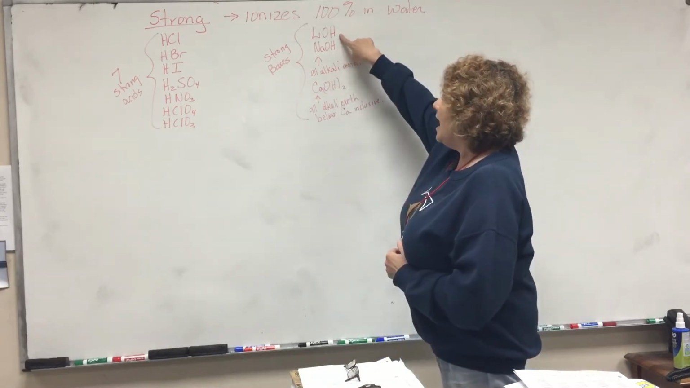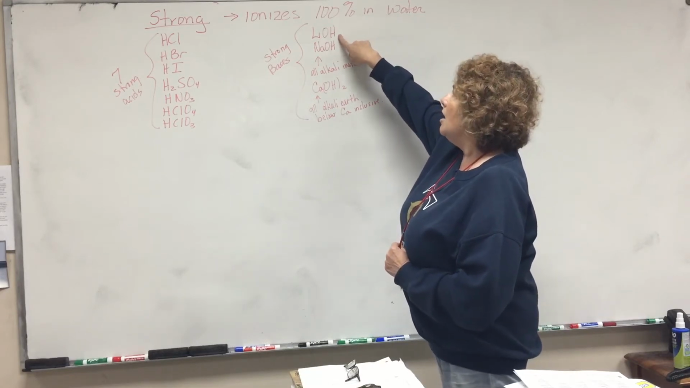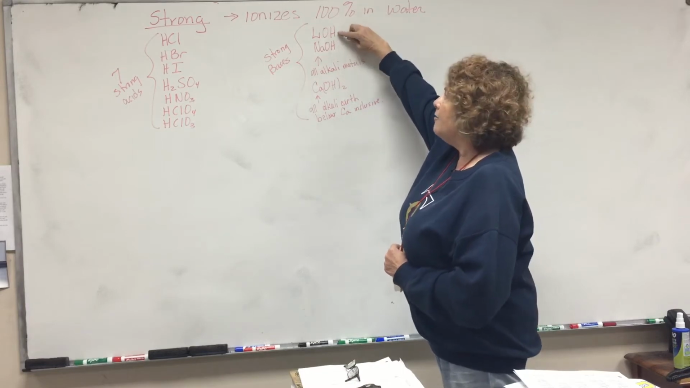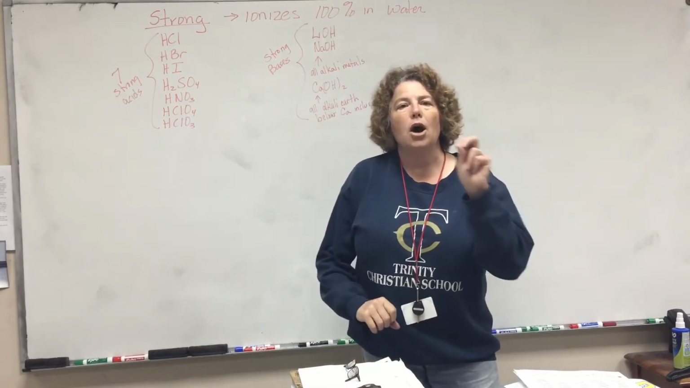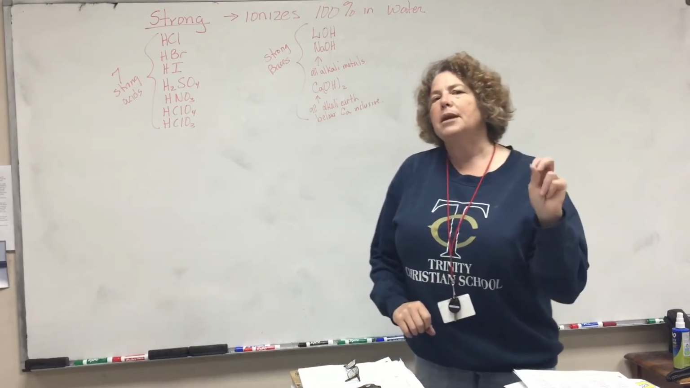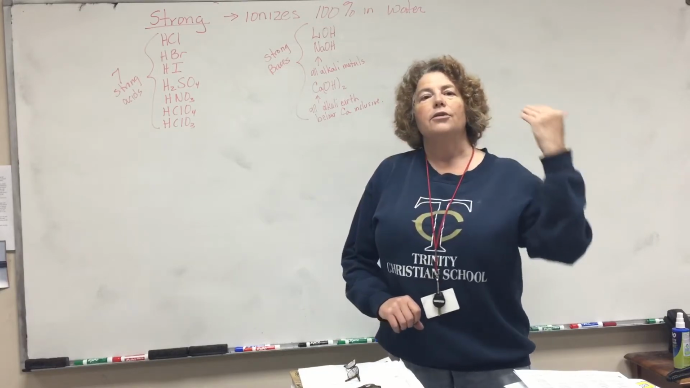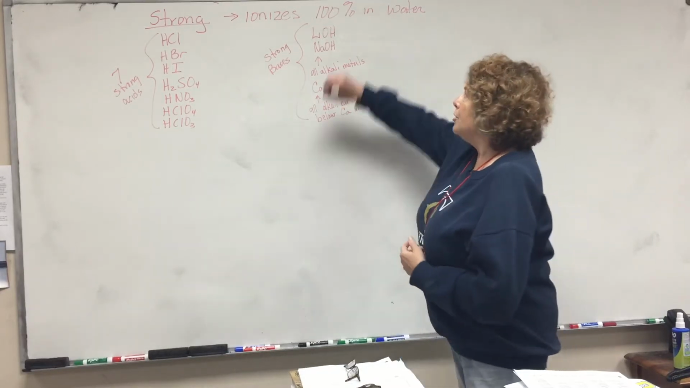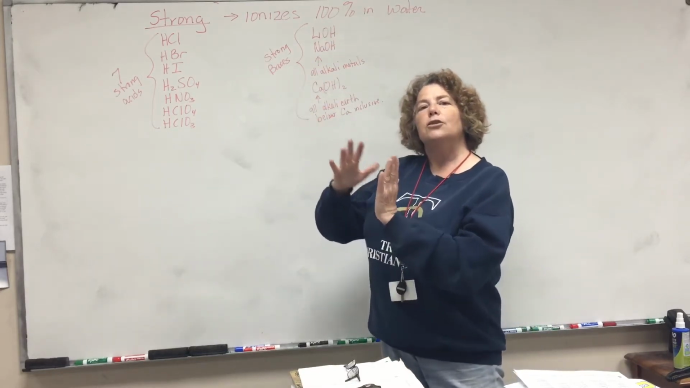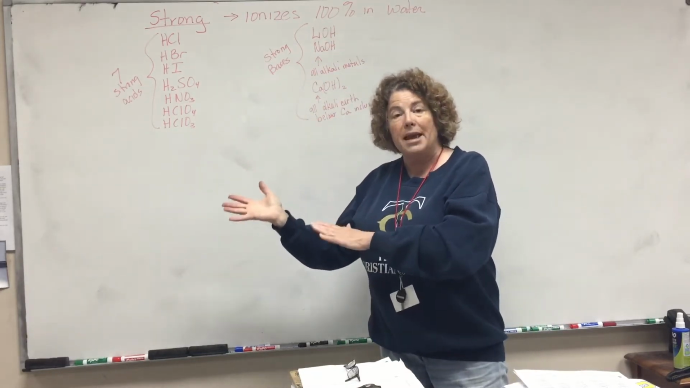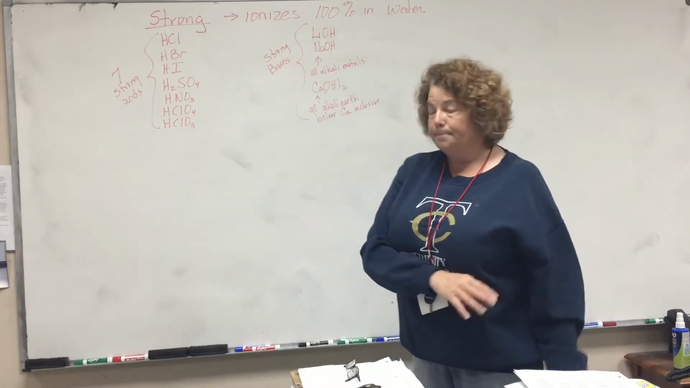So if I have a 0.1 molar solution of LiOH, I will have 0.1 OH ions, which when I solve for pOH, that will give me a pOH of 1, which means it will have a pH of 13. Okay? 13 is a very high pH number. The higher pH numbers, anything greater than 7, means something is basic. Anything less than 7 means it's acidic.